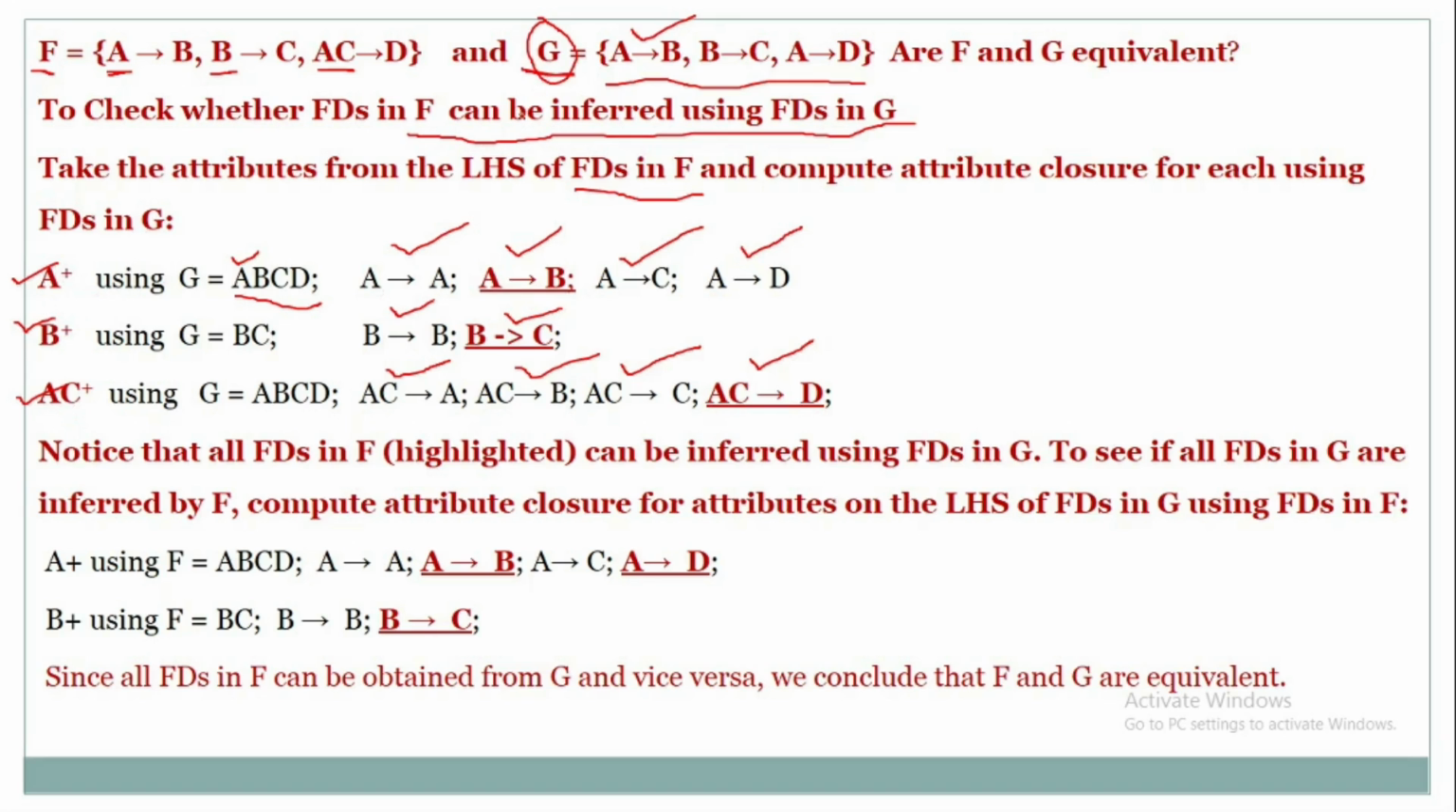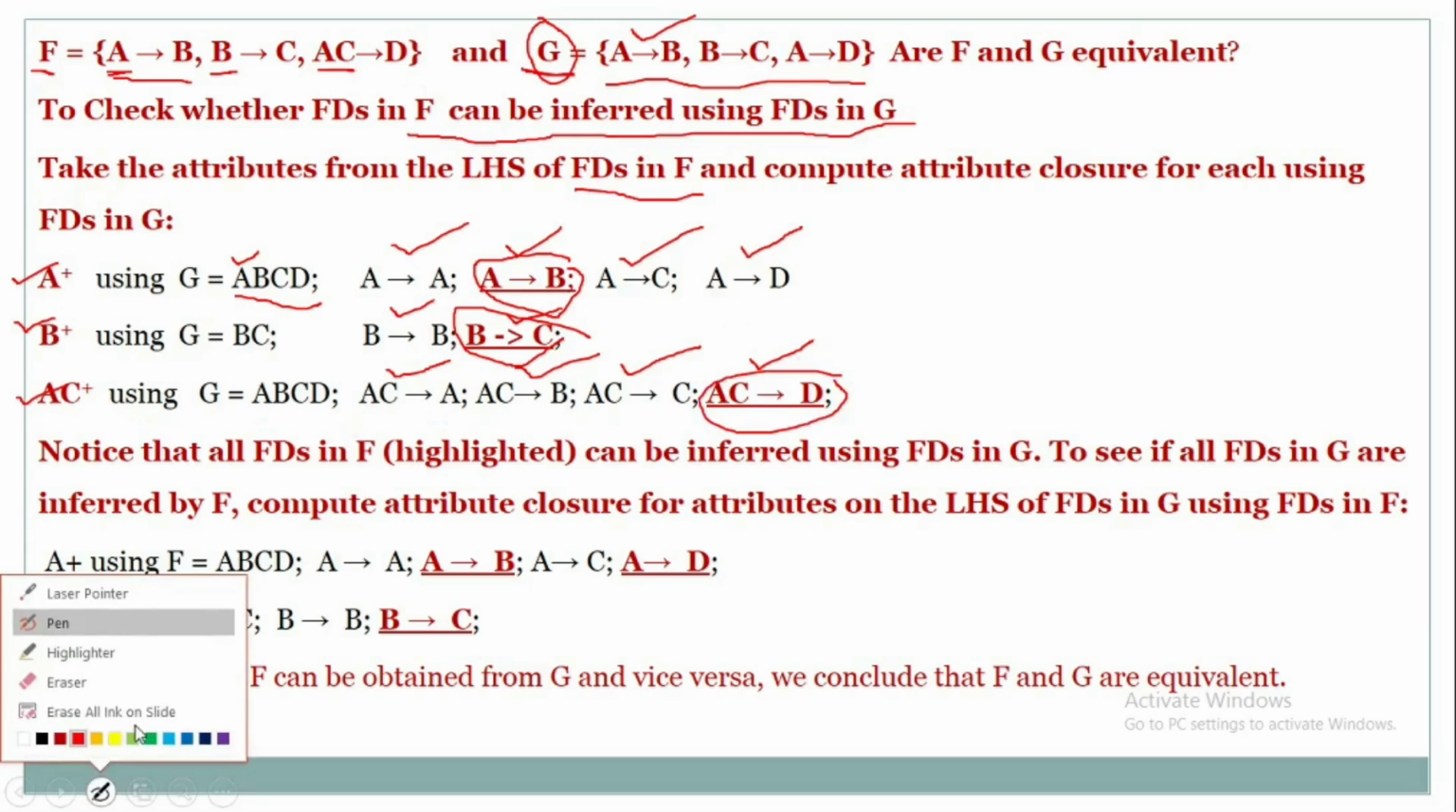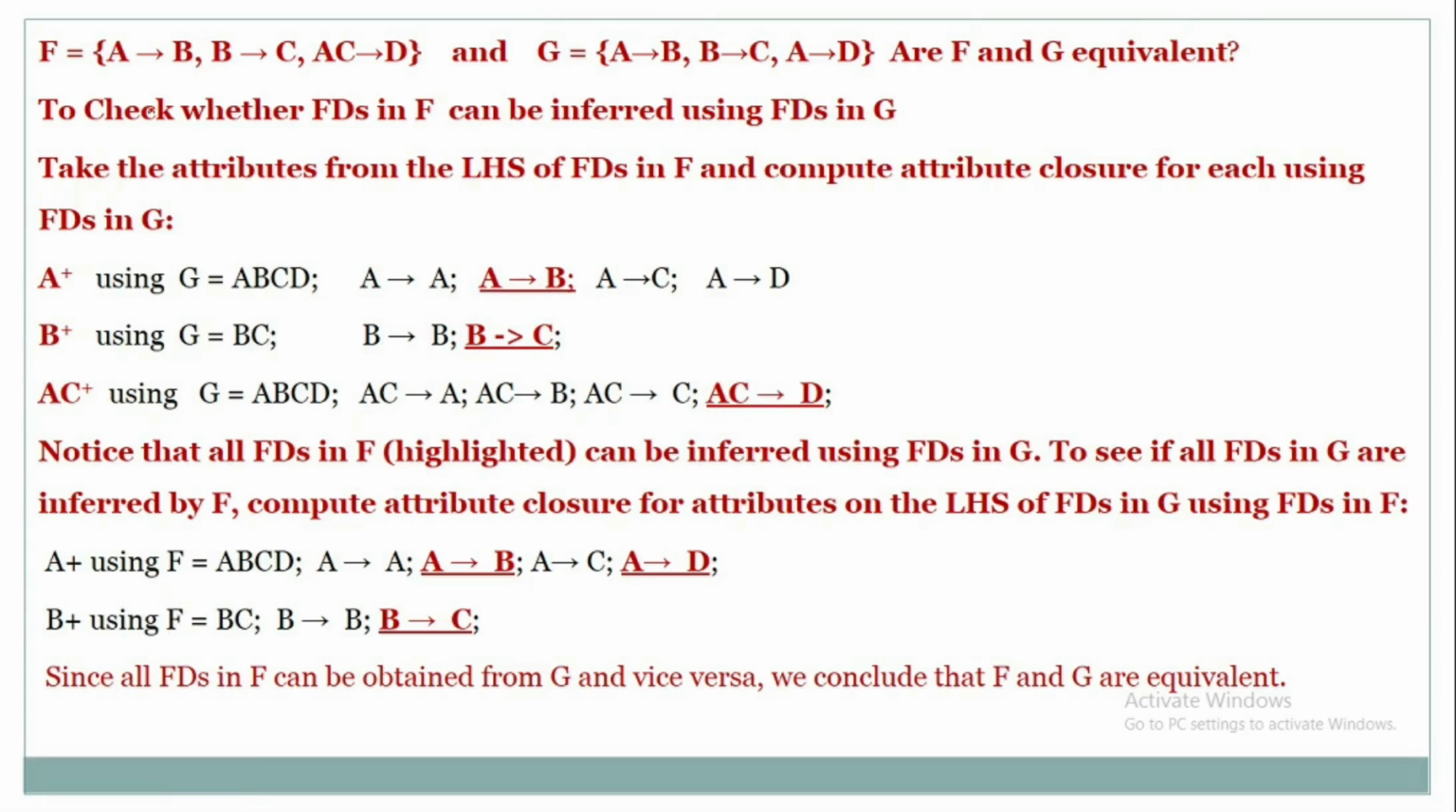So we need to just check whether we have found all those functional dependencies of F. As you can see here, A determines B. Yes, we have got A determines B. B determines C. Yes, we have got that functional dependency. And AC determines D. Yes, we have got it. So our job is half done. We can say that the functional dependencies in F can be inferred using the functional dependencies in G. Okay, now let us check vice versa.